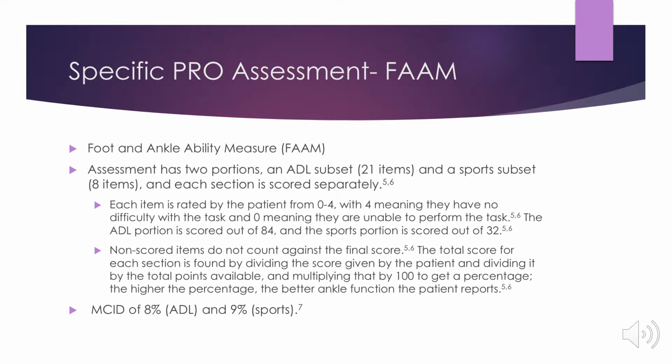Note that the non-scored items do not count against the final score, so if an athlete left 1 blank on the ADL portion, instead of being out of 84, it would be out of 80, and so on. So the total score for each section is found by dividing the score given by the patient by the total points available. So if they reported a rating of 56, you would divide that by 84 to get the decimal, and then you would multiply it by 100 to get a percentage. So the higher the percentage, the better the ankle function that the patient is reporting. The MCID for the FAAM is 8% for the ADL subset and 9% for the sports subset.